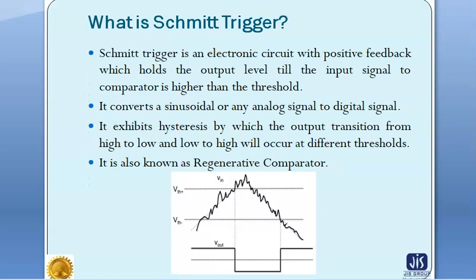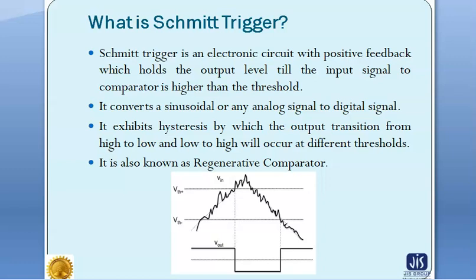First, we have to know what is Schmitt Trigger. Schmitt Trigger is a comparator circuit with hysteresis, and it is implemented using positive feedback. What do we mean by hysteresis? Hysteresis means it provides two different threshold voltage levels for rising and falling edges. It is an active circuit which converts an analog input to a digital output signal.